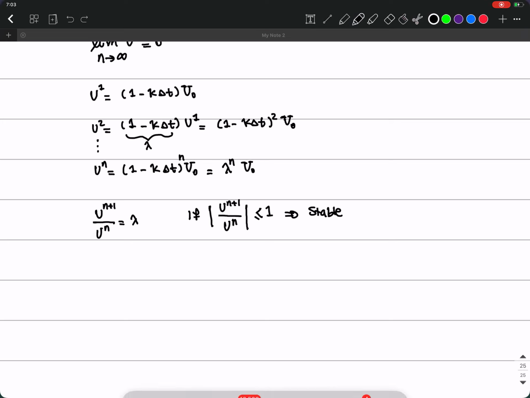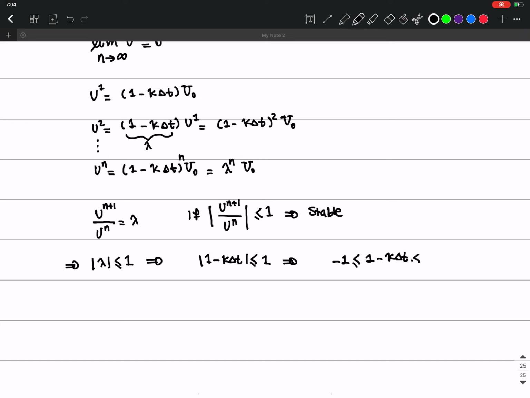So this means that the absolute value of lambda should be smaller or equal to 1. Okay, and what is lambda? The lambda is 1 minus kappa delta t. So this should be smaller or equal to 1, and we will have two conditions here. It means 1 minus kappa delta t should be greater or equal to minus 1 and should be smaller or equal to 1.